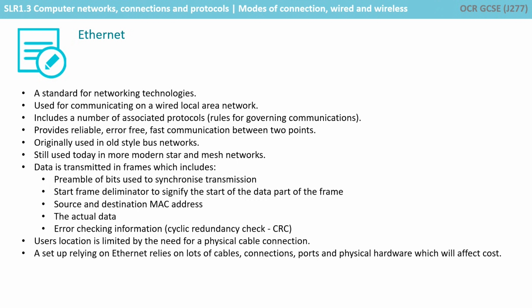Data is transmitted in frames, which include a preamble of bits used to synchronize transmission, a start frame delimiter to signify the start of the data part of the frame, a source and destination MAC address, the actual data, and error checking information. The user's location is limited by the need for a physical cable connection, and a setup relying on Ethernet also relies on lots of cables, connections, ports, and physical hardware, which will of course affect the overall cost of the network.